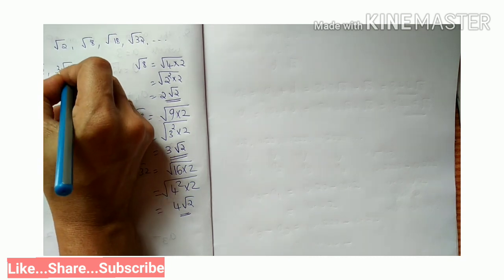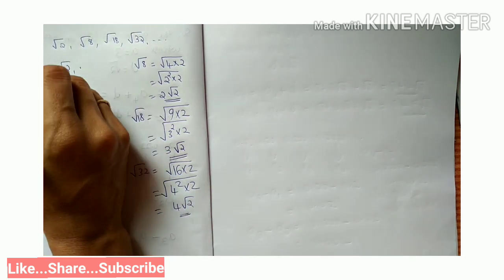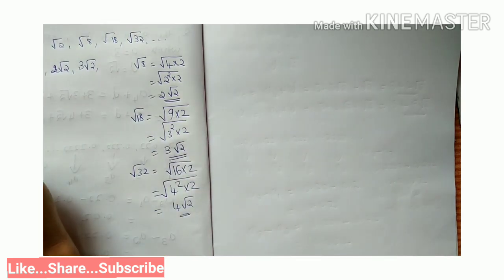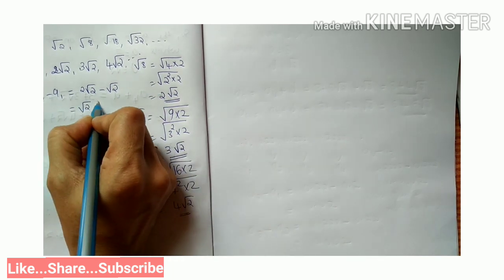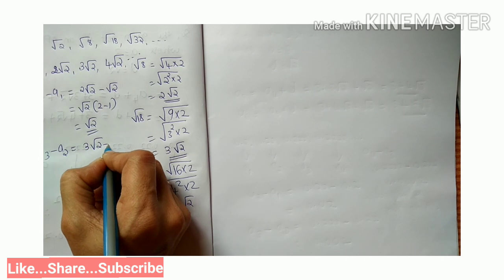Therefore root 2, root 8 is 2 root 2, root 18 is 3 root 2, root 32 is 4 root 2. So A2 minus A1: 2 root 2 minus root 2, here root 2 is common, 2 minus 1, root 2. A3 minus A2: 3 root 2 minus 2 root 2.